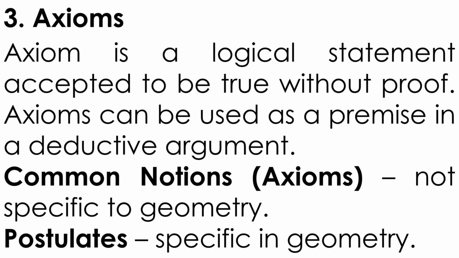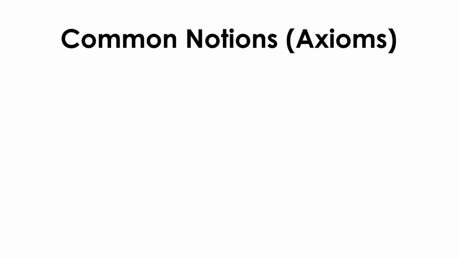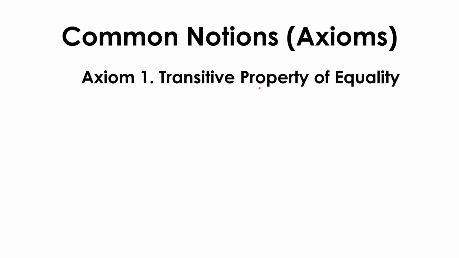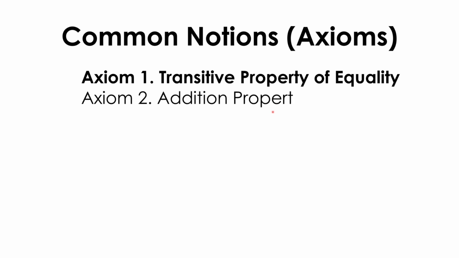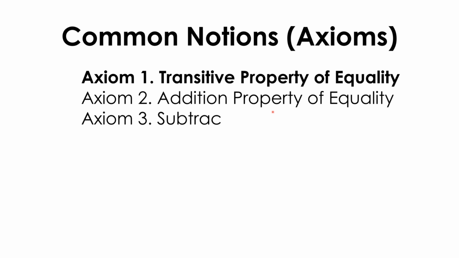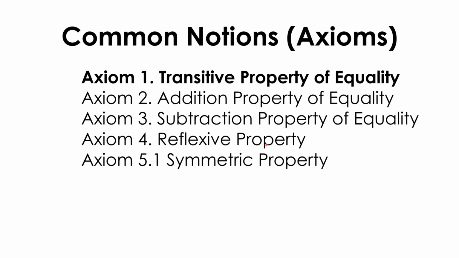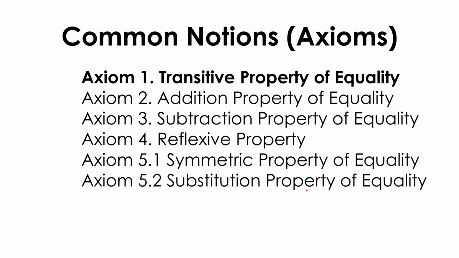Now, the following are examples of common notions. Axiom 1, we have here the transitive property of equality. Axiom 2, addition property of equality. Axiom 3, we have here subtraction property of equality. Axiom 4, reflexive property. And axiom 5, we have here axiom 5.1, symmetric property of equality, and axiom 5.2, we also have here substitution property of equality. Now let us first discuss the first axiom, which is the transitive property of equality.